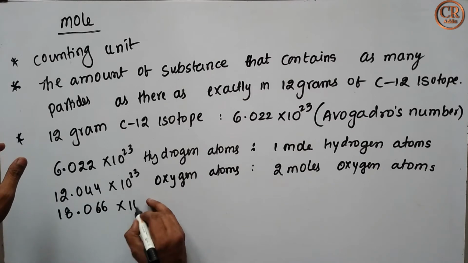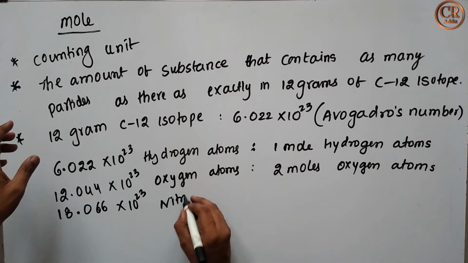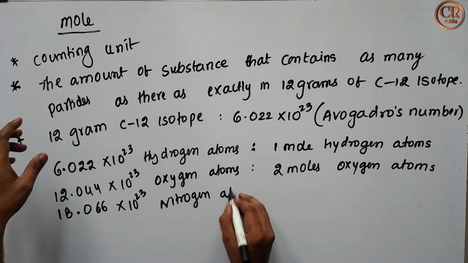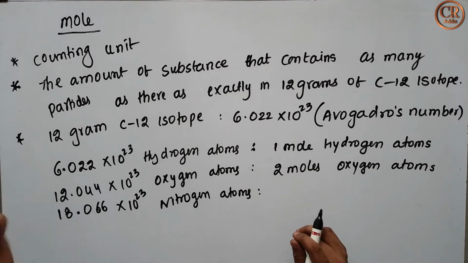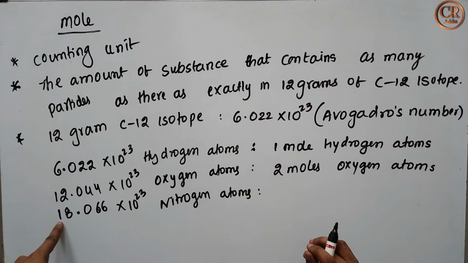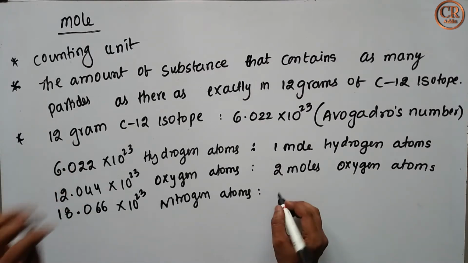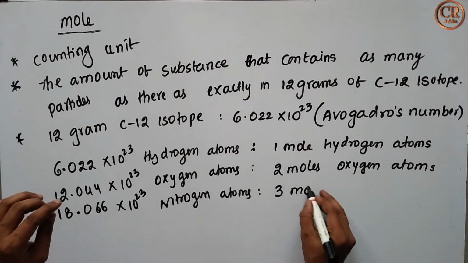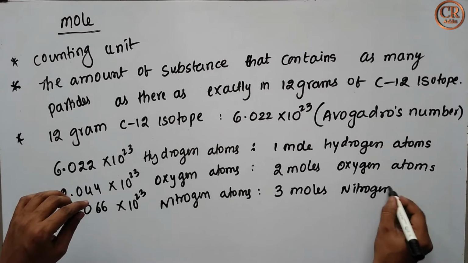Now if you take another example, that is 18.066 into 10 power 23 nitrogen atoms. This is equal to what? How many moles? Simple. When this 6.022 into 10 power 23 is multiplied by 3, we get 18.066. So this is equivalent to 3 moles nitrogen atoms.